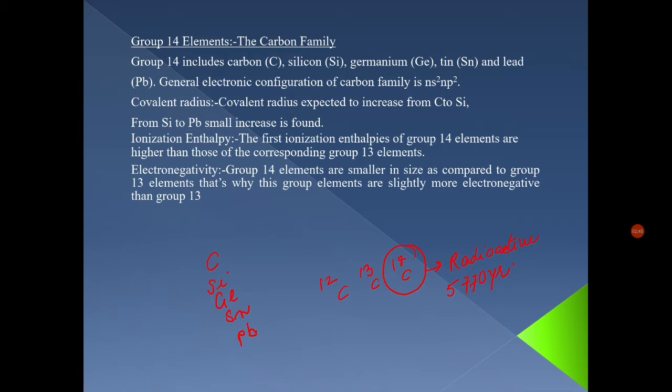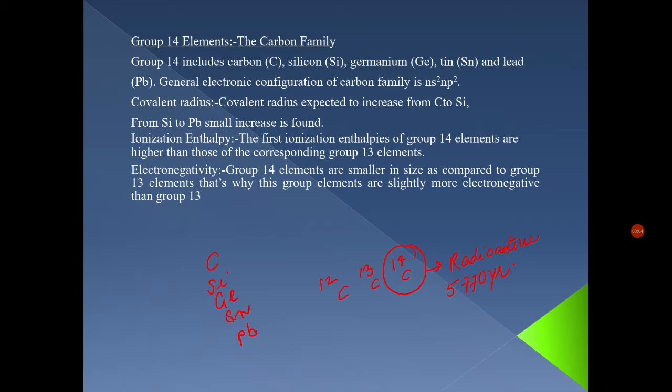Silicon is the second most abundant element in the earth's crust and is present in nature in the form of silica and silicates. Silicon is a very important component of ceramics, glass and cement. Germanium exists only in traces.